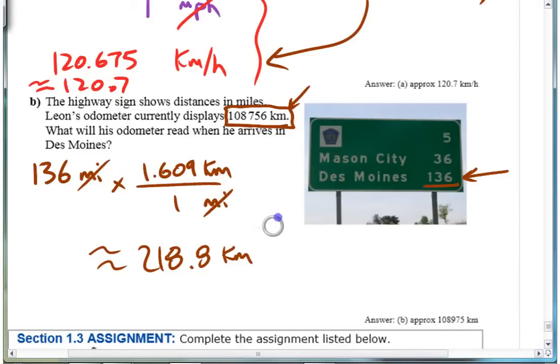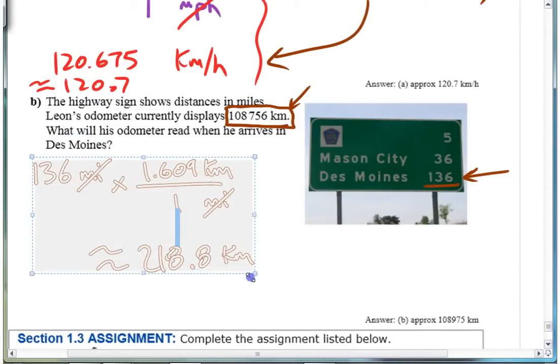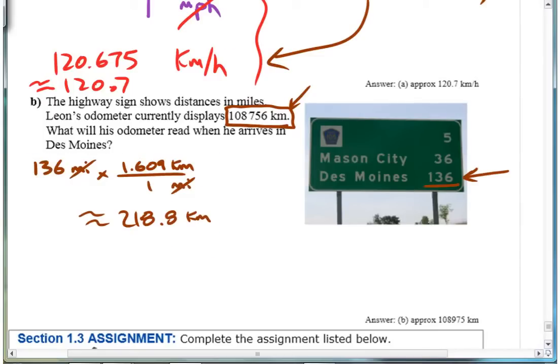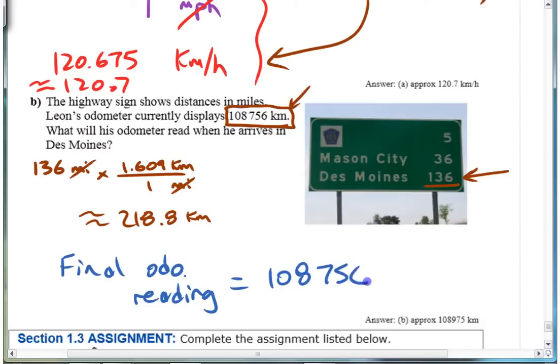Once you've found that, let's make a bit of room here. I know you can't do that, and I hope that doesn't make you sad to see me create more space and you aren't able to. But so the final odometer reading is going to be what it reads now, 108,756 kilometers, plus what you just found there, 218.8 kilometers. Or can we do that in our head? What do you think?